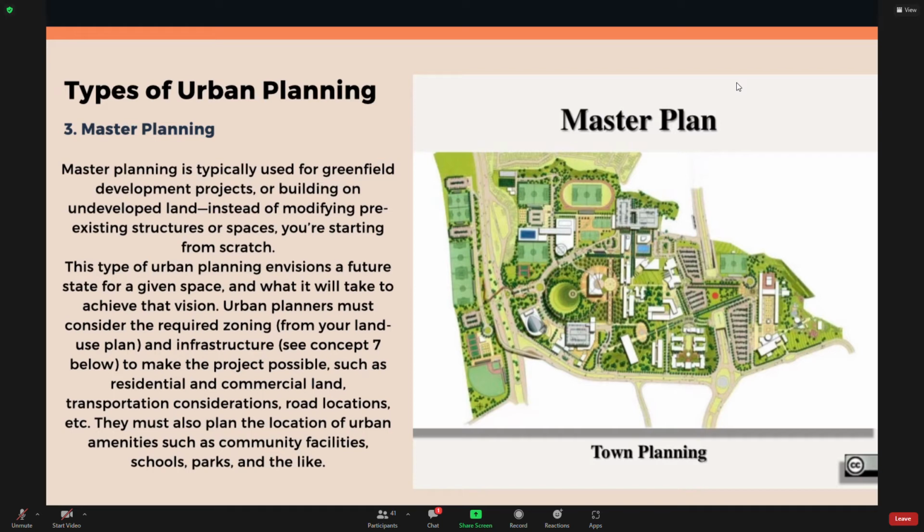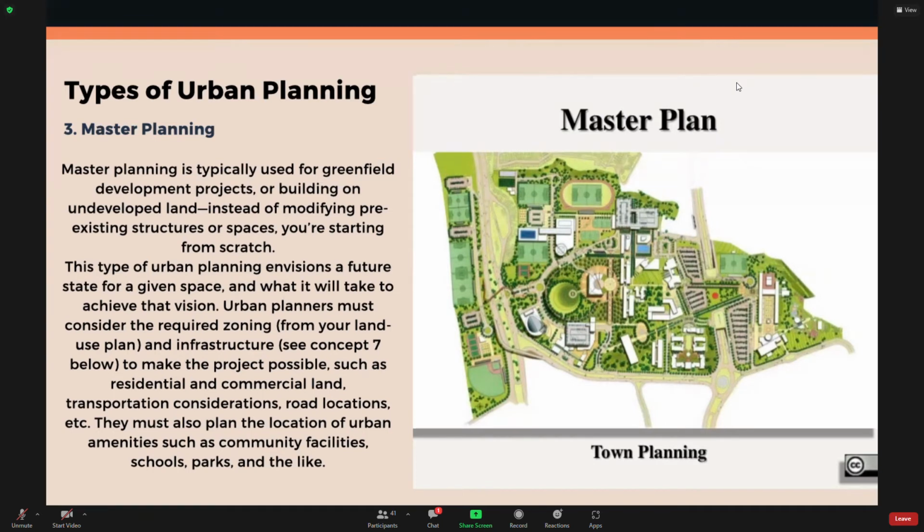So infrastructure is concept number 7. That is the part number 7 that I will discuss later. To make the project possible, such as residential and commercial land, transportation considerations, the road locations, etc. So they must also plan the location of urban amenities such as community facilities, schools, parks, and the like.